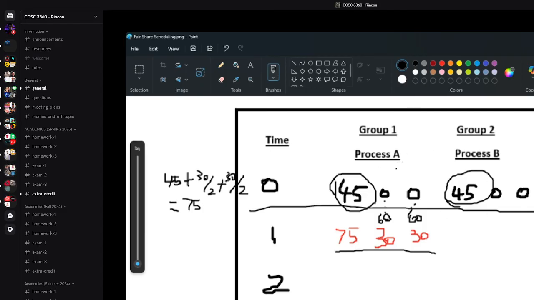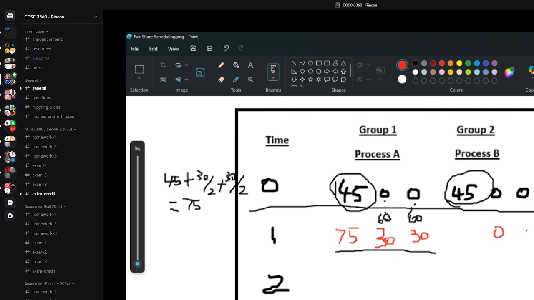Okay, so because process A was running, process B will not be running. Each individual group can only run one at a time, right? So this will carry, this 0 is not at all, so we're just going to carry this divided by 2 is equal to 0. This is also 0, right? And then we're going to keep this priority just because 45 plus 0 is equal to 45.